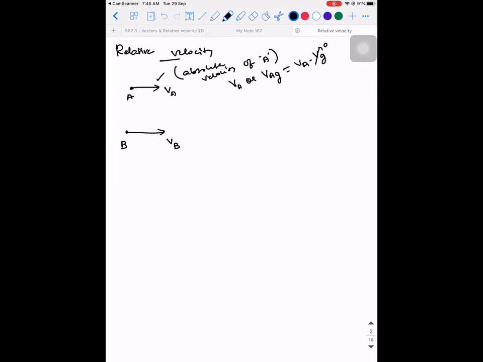The meaning of it is, if there is a person standing on the ground and let's say in his hand he has a sensor to measure the speed, if the person is standing here, the sensor will be able to track the exact velocity of this person.